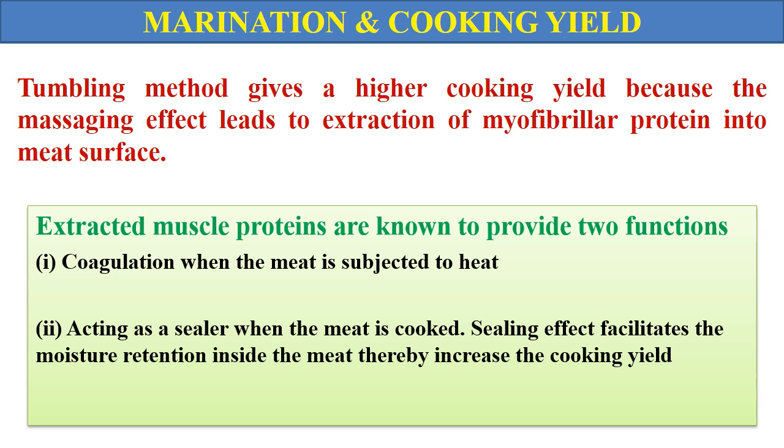How? The extracted muscle proteins are known to provide two important functions. Firstly, the coagulation when the meat is subjected to heat. Once the proteins are extracted and subjected to heat, it leads to coagulation. And the second effect is acting as a sealer when the meat is cooked. This sealing effect facilitates moisture retention inside the meat and thereby increases the cooking yield. So cooking yield is more due to tumbling because it extracts the proteins, particularly the salt soluble proteins.